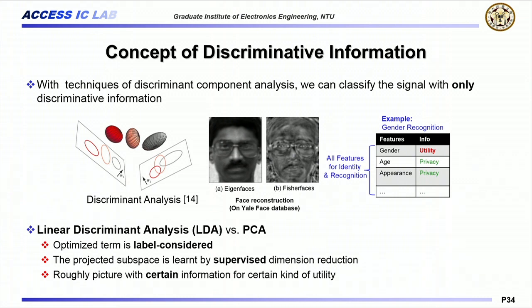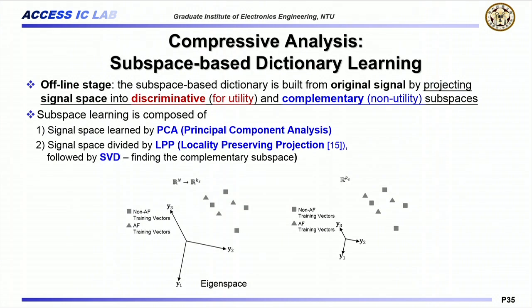So we think we should find a way to map our original signal to a more private space. We call that a space for discrimination, rather than for reconstruction. That's the whole concept for our project. So how to do it? It's a little complicated, but I will try to explain it easily.